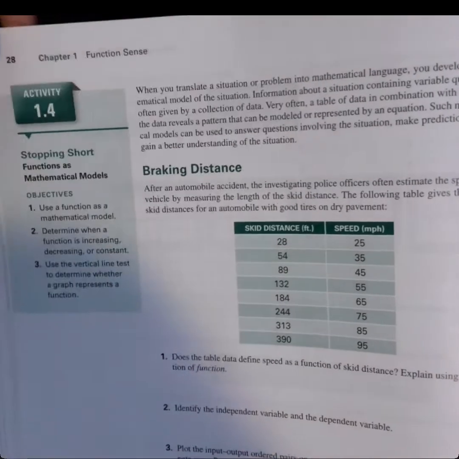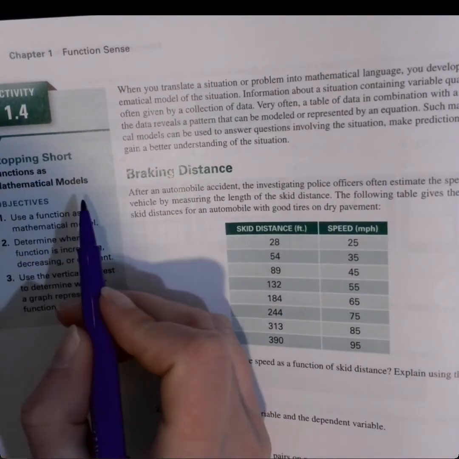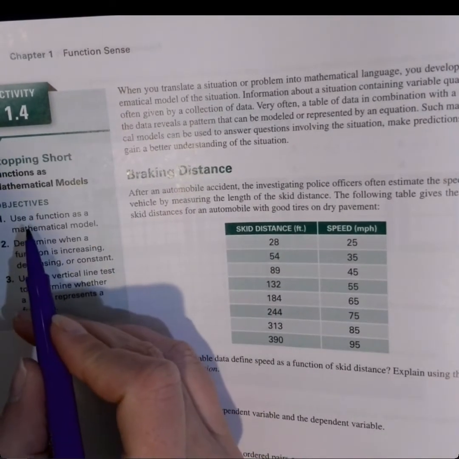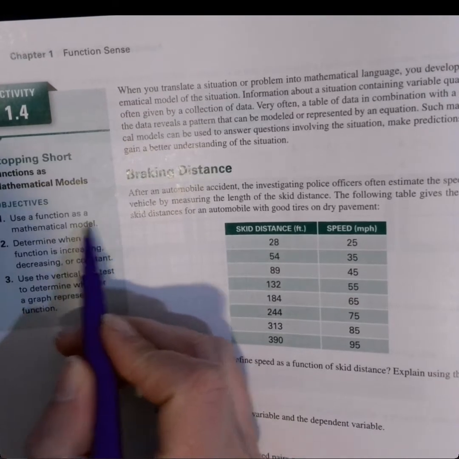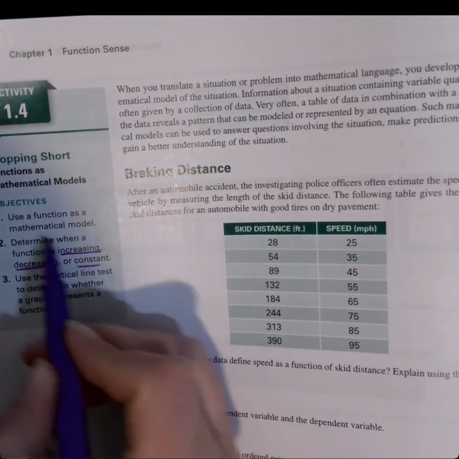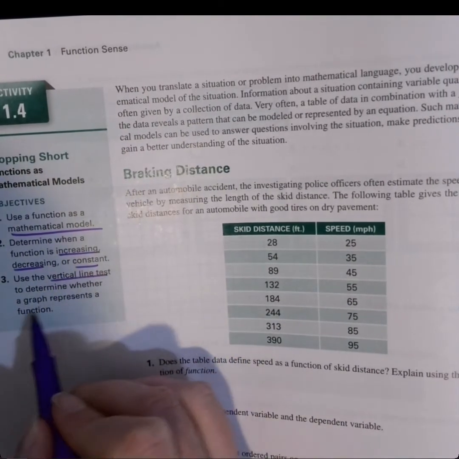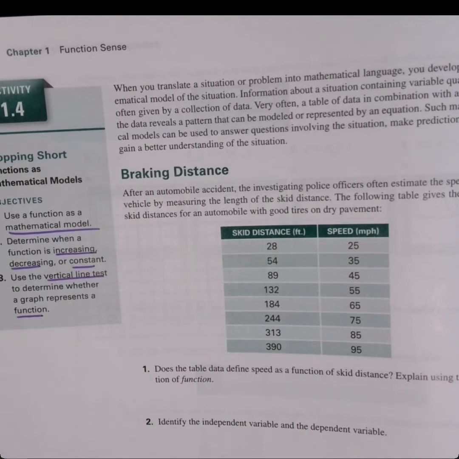Here we are in section 1.4, looking at functions as mathematical models. So our objectives are to use a function as a mathematical model, determine whether a function is increasing, decreasing, or constant, and use the vertical line test to determine whether a graph represents a function.